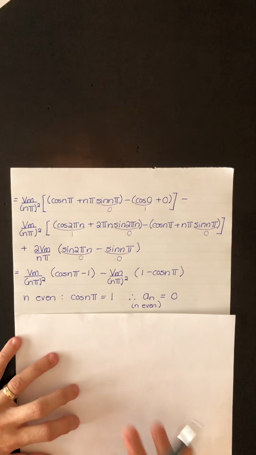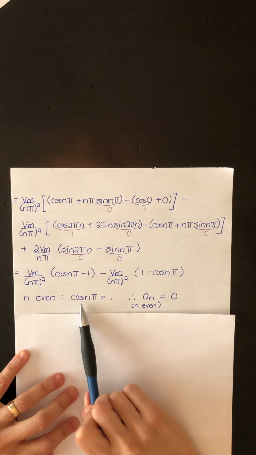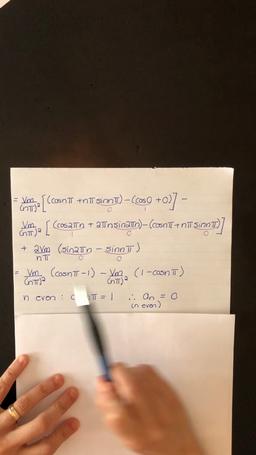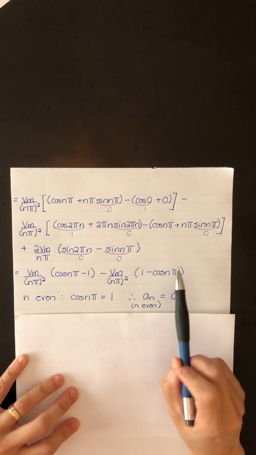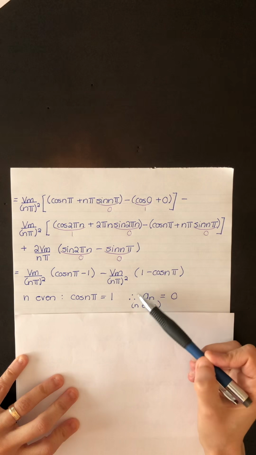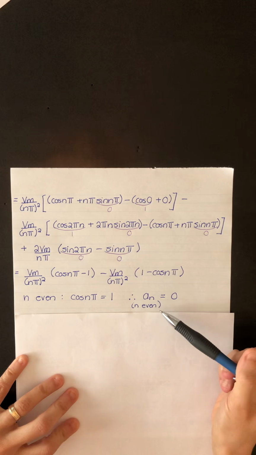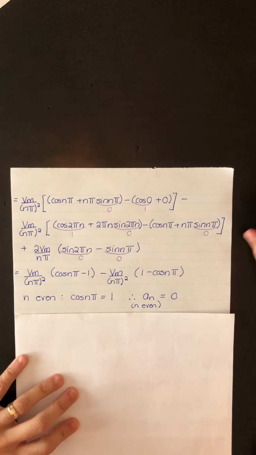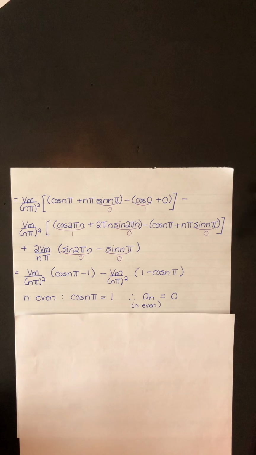So we can say when n is even, the cosine of n pi is 1, which means we would have a 1 here and a 1 here. And therefore, an, which we've been calculating, will be 0 when n is even. So there will be no cosine terms when n is even.